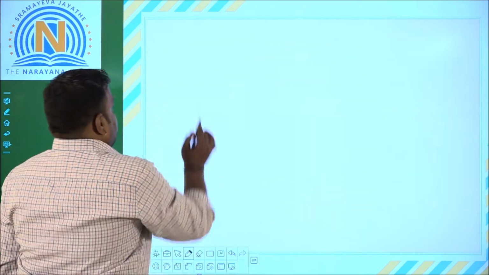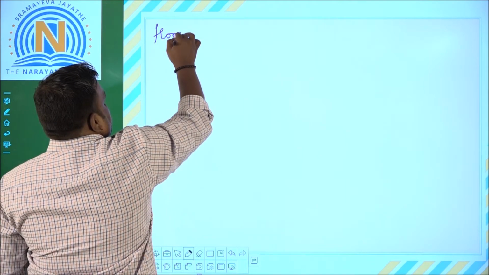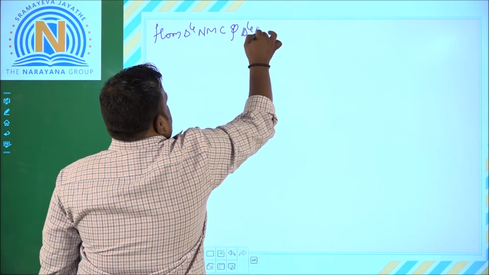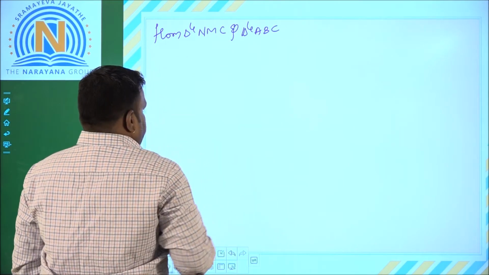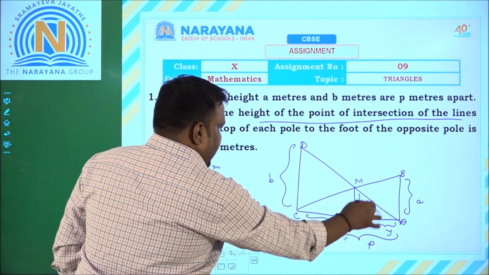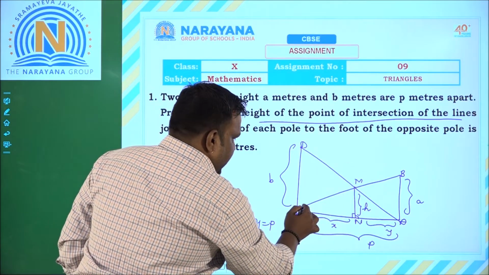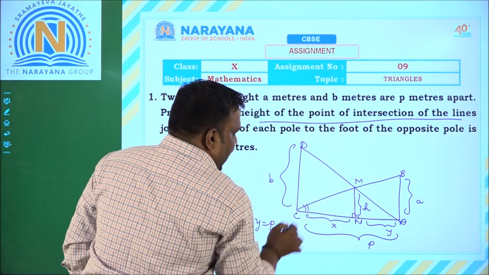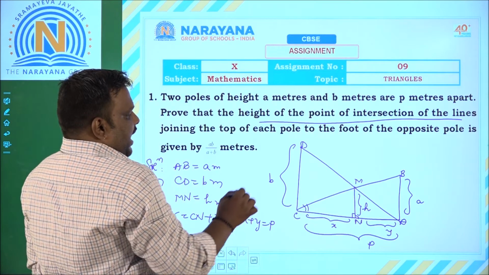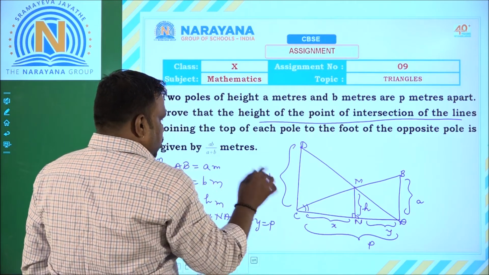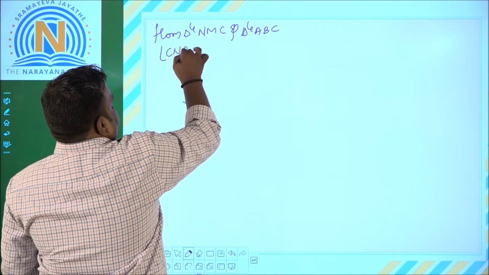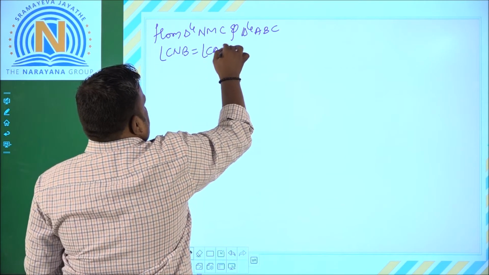So first, let us consider triangle NMC and triangle ABC. If you check the figure correctly, in NMC and ABC, angle C is a common angle for both. And here it is 90 degrees, here also it is 90 degrees. So angle CNM is equal to angle CAB is equal to 90 degrees.